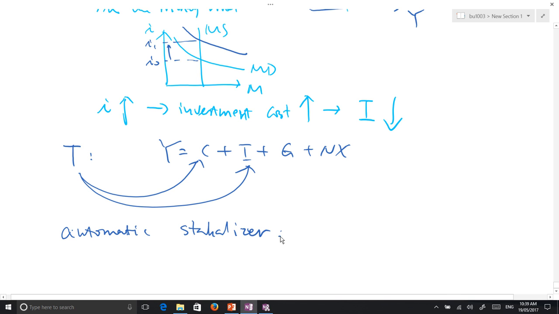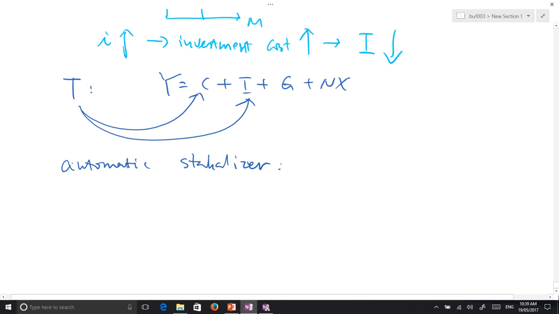Which means that if the economy gets into recession, then this fiscal policy will automatically push the economy upward. If the economy is overheated, then this fiscal policy, for example, tax, will automatically cool down the economy.